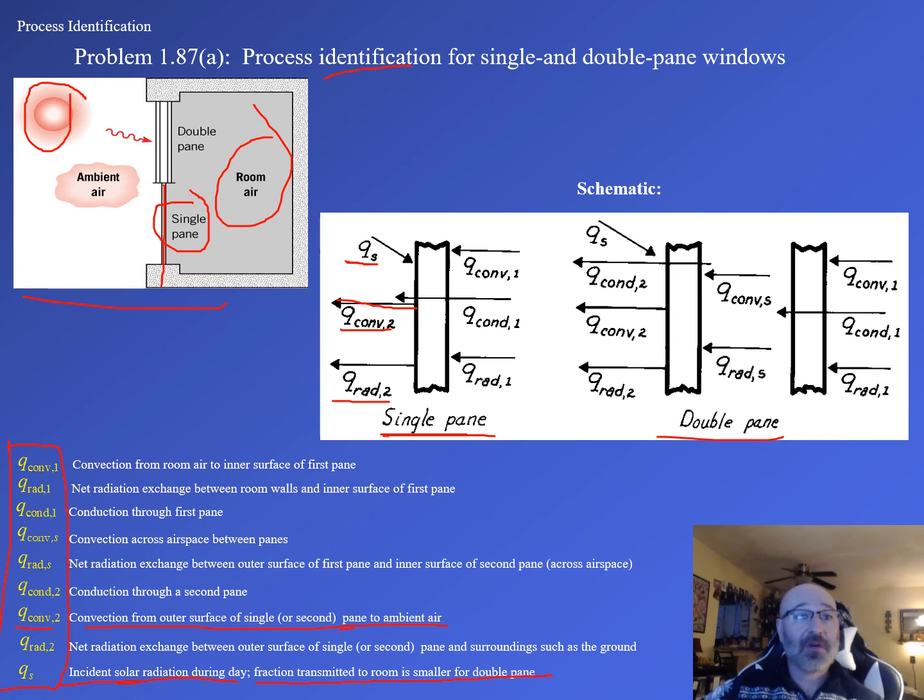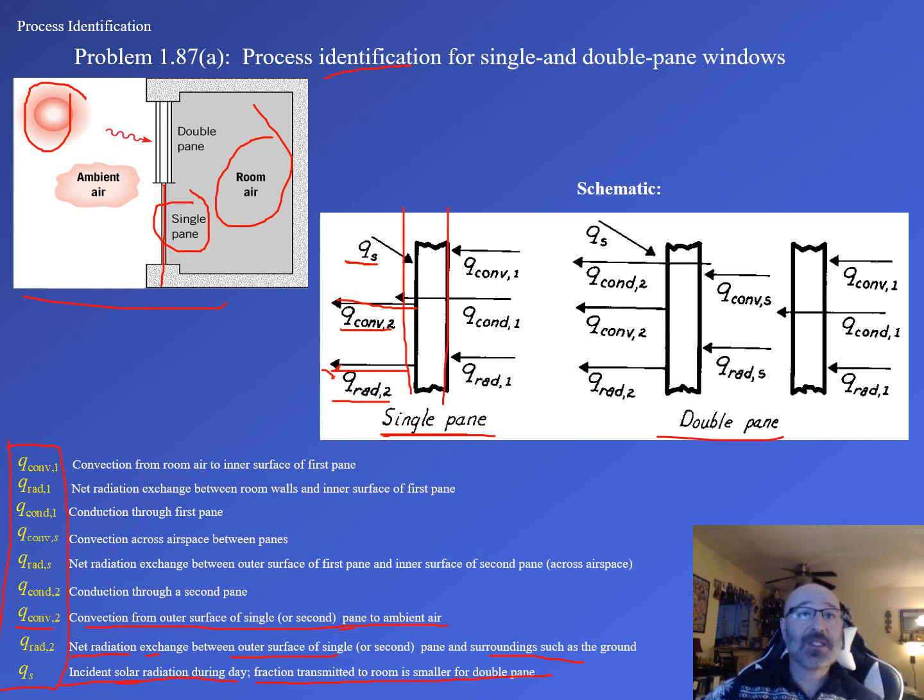So we come down here and we say this is our net radiation exchange between the outer surface of the single pane window right here and the surroundings right there. So there's our surroundings right there. So this is our radiation term right there, our Q2. So now we've dealt with our single pane on the outside of it.